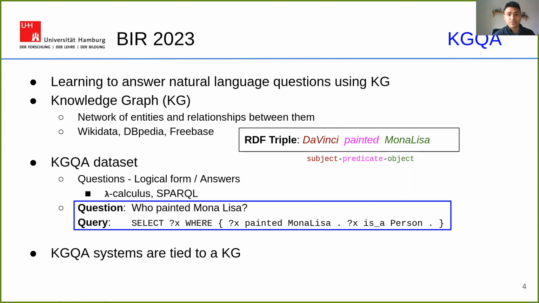One of the ways to store information in a knowledge graph is using RDF triples. An RDF triple forms a subject-predicate-object format, as shown in the example here.